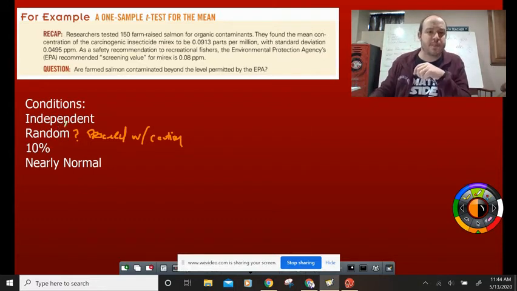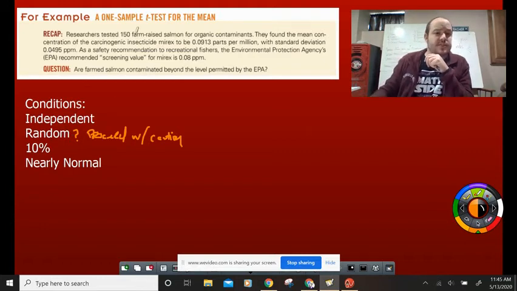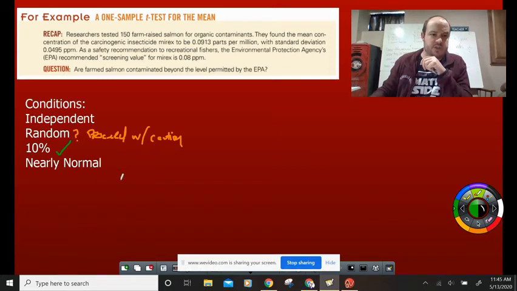What about the 10%? Do I think 150 is less than 10% of the population? Yes. These salmon farms are not raising just a few salmon. They're raising thousands and thousands of salmon because they're selling them off for all of us to eat and have delicious salmon. So this is going to be well underneath our 10% rule, so we are safe there.